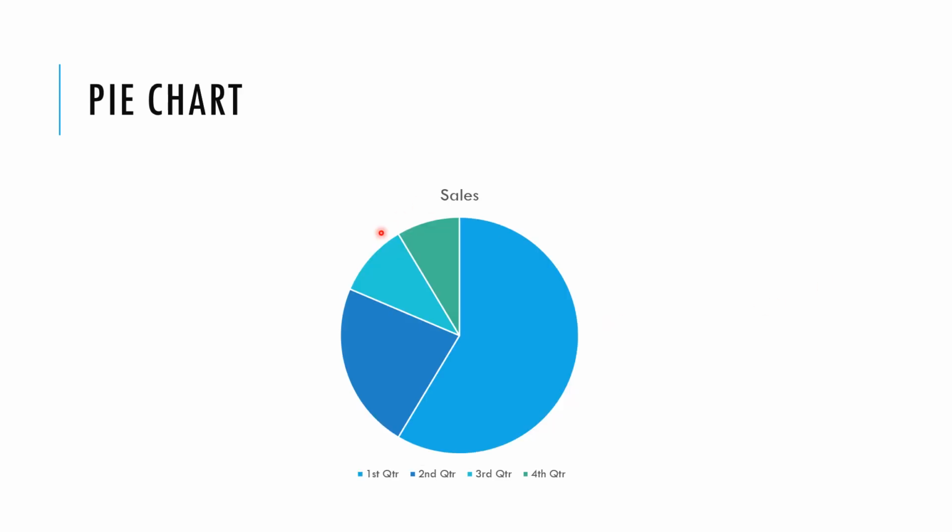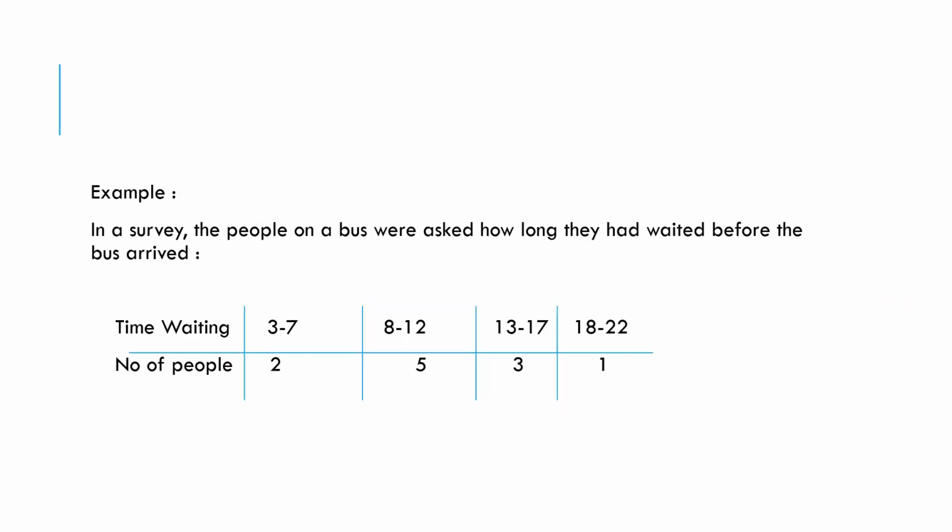This is basically a pie chart, which is showing the sales for the first quarter, second quarter, third quarter and the fourth quarter. The sales were highest in the first quarter and least in the fourth quarter. They are represented by various angles. These are the various angles that represent the sales in different quarters, and it is represented pictorially by a pie chart.